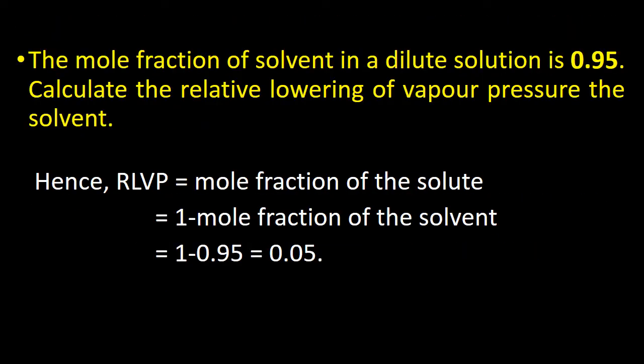The mole fraction of solvent in dilute solution is 0.95. Calculate the relative lowering of vapor pressure of the solvent. We know that relative lowering of vapor pressure is equal to mole fraction of the solute, which can be written as 1 minus mole fraction of the solvent. Here we know that mole fraction of the solvent is 0.95, hence mole fraction of the solute is equal to 1 minus 0.95, that is 0.05 is the mole fraction of the solute.